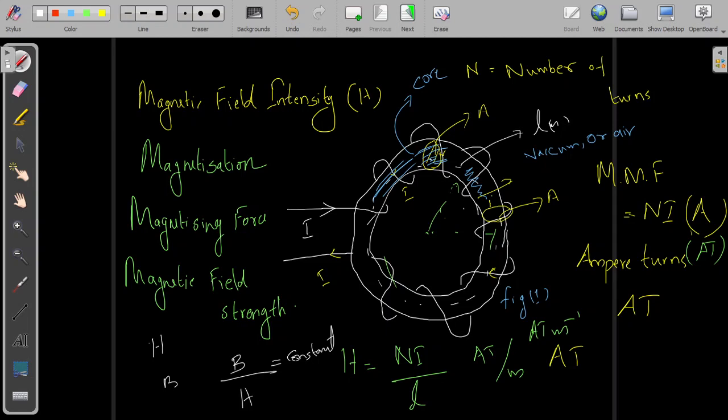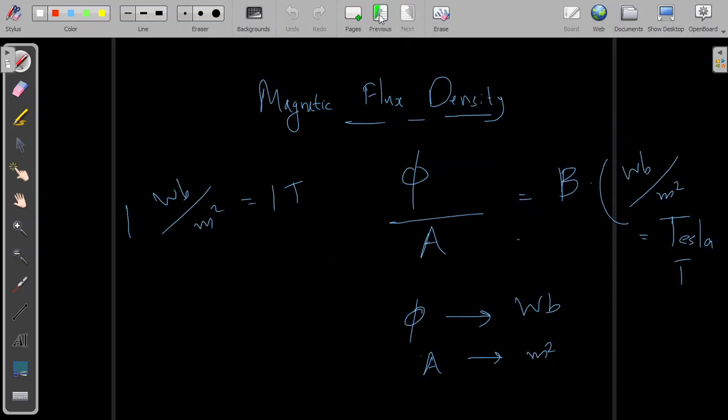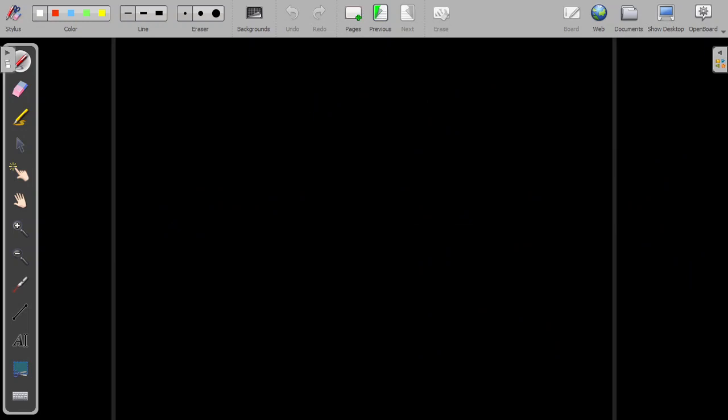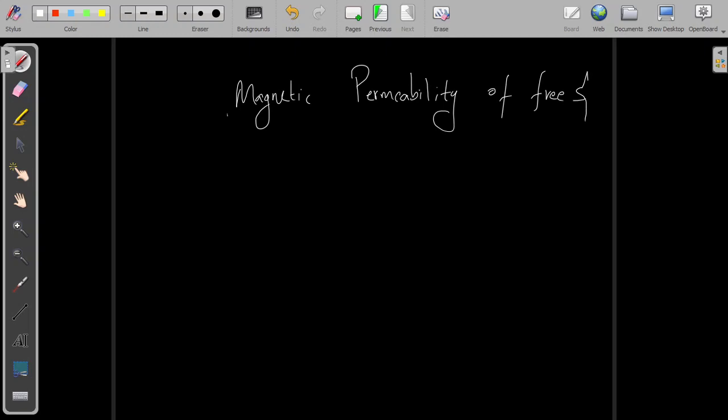The scientists found this observation after conducting many experiments, and they found that this ratio is constant. This constant ratio is defined as our next important term, that is the magnetic permeability of free space or air.